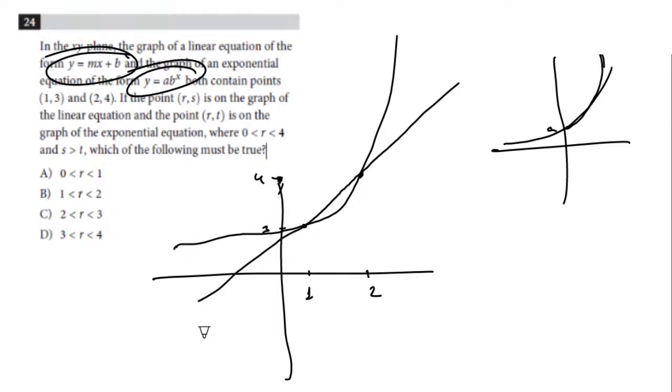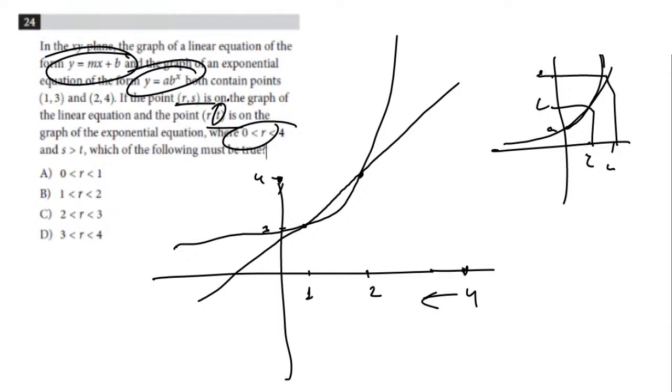So now it says that there is a point (r, s) on the graph of the linear equation, and (r, t) on the graph of the exponential equation, where r is less than 4, just somewhere here. What is r? So on the graph, this is r and this is our t. T is a value of y and r is a value of x.